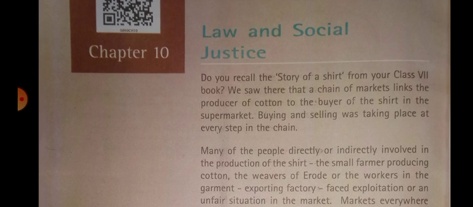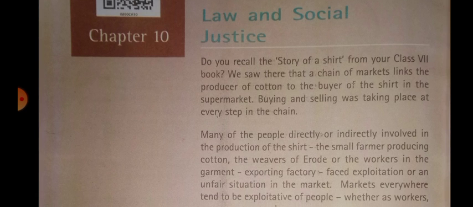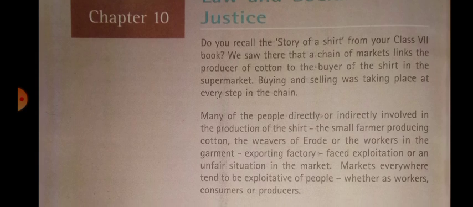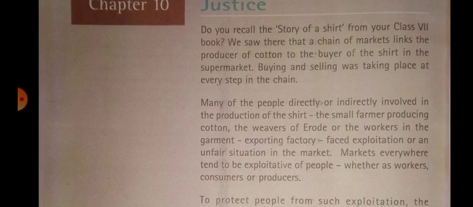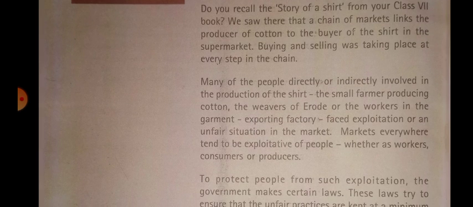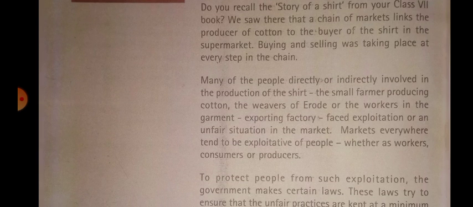In the last year, in class 7, we studied a chapter named A Shirt in the Market. In this chapter, we learned that there are various people involved in making a shirt and producing it in the market. Farmers, sellers, producers, various types of workers, and raw materials are required to produce a shirt in the market. So, this is the chain of the market. Without the chain, not a single product can be produced.